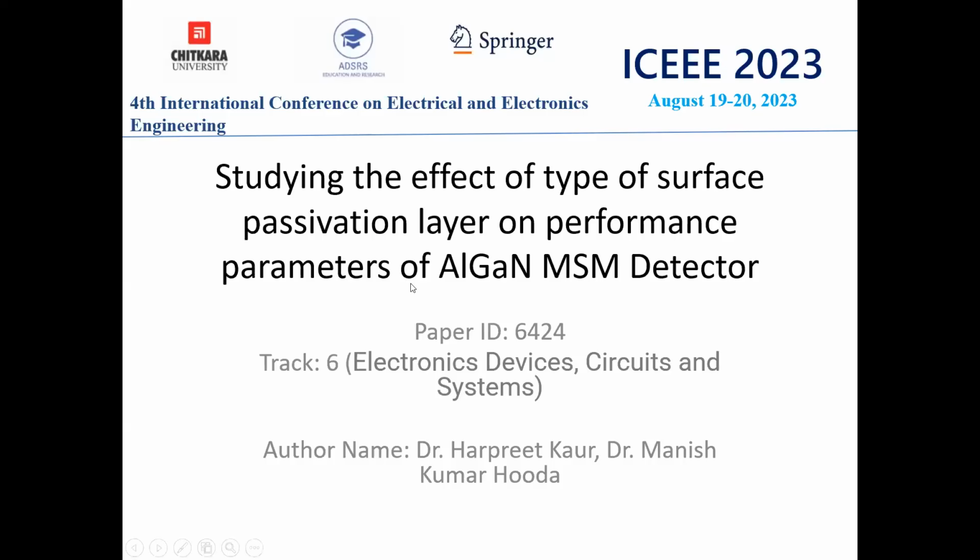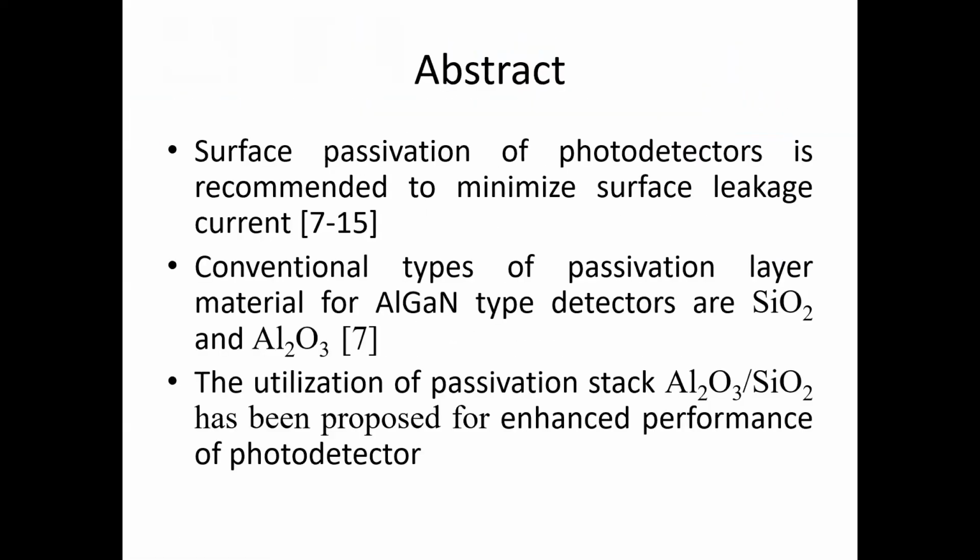Starting from the abstract, it is mentioned in many research papers that surface passivation of photodetectors is required, just to minimize the surface leakage current. Conventional types of passivation layer for AlGaN MSM detectors are based on silicon dioxide and aluminum oxide. The utilization of a passivation stack is studied in few research papers.